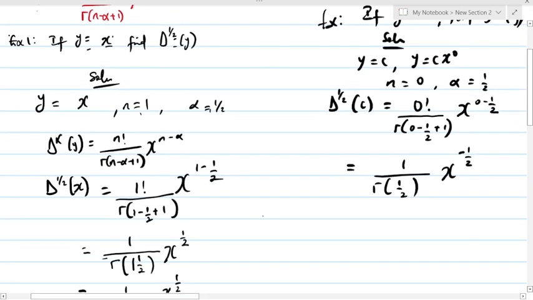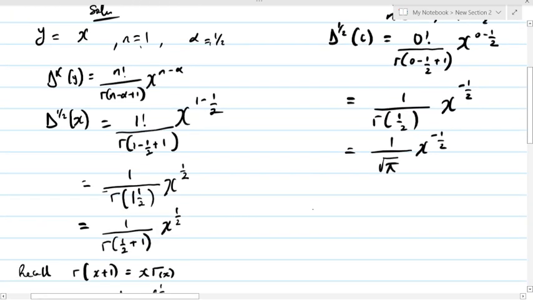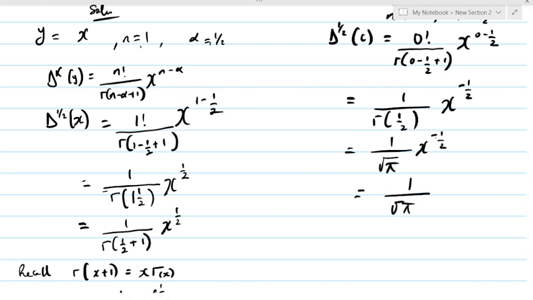So now, the gamma of half, as we found earlier on, is root pi, and we have x to the power minus alpha. If we simplify this according to the laws of indices, we are going to have 1 over root pi, and because of this negative power, x drops down, that will give us root x, so we have 1 over root pi x. So this is the fractional derivative of a constant.